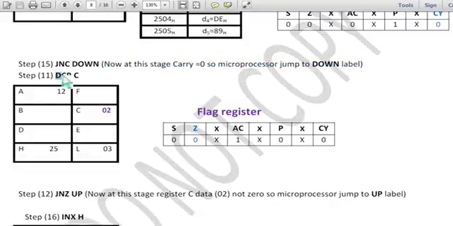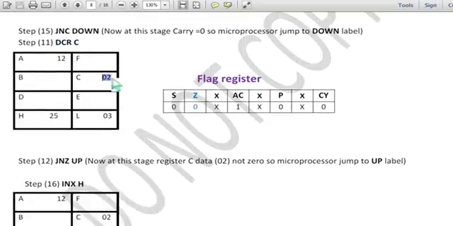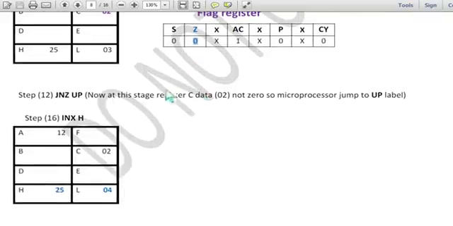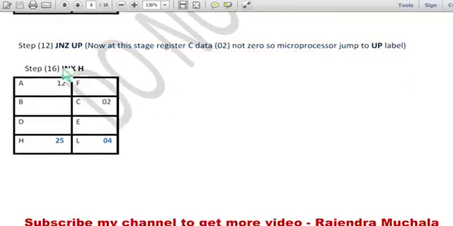And we know the down level address is DCRC. By this instruction, register C data becomes 02 and zero flag bit is 0. Next instruction is JNZ up. Now at this stage, register C data is not 0, so the microprocessor jumps to the up level. And the next instruction at the up level is INX H.